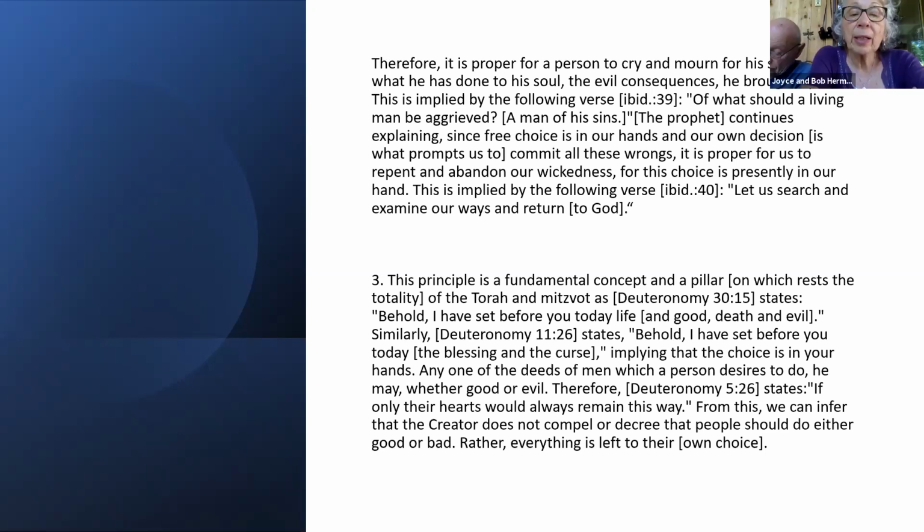This principle is a fundamental concept and a pillar on which rests the totality of the Torah and mitzvot. As Deuteronomy states, behold, I have set before you today life and good, death and evil. Similarly, Deuteronomy states, behold, I have set before you today the blessing and the curse, implying that the choice is in your hands. Any one of the deeds of men which a person desires to do, he may, whether good or evil. Therefore, Deuteronomy states, if only their hearts would always remain this way. From this, we can infer that the Creator does not compel or decree that people should do either good or bad. Rather, everything is left to their own choice.